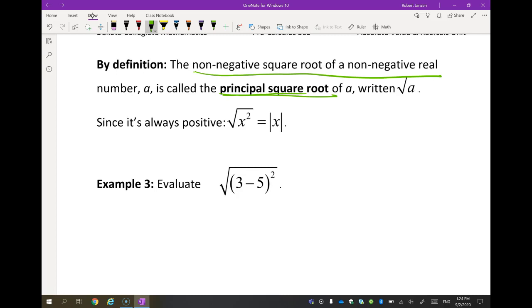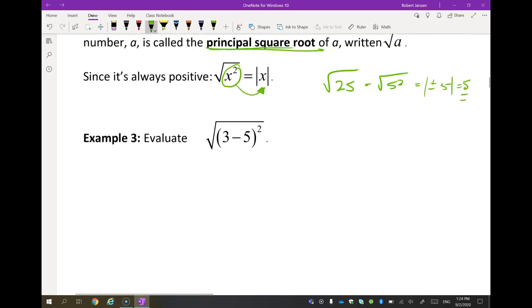So what you're going to do is take the square root of this and always take the positive value. The example we just had is if you have the square root of 25, another way to write that would be the square root of 5 squared. This is going to be plus or minus 5, but we're always going to take the positive value, the absolute value. So this will always be 5.